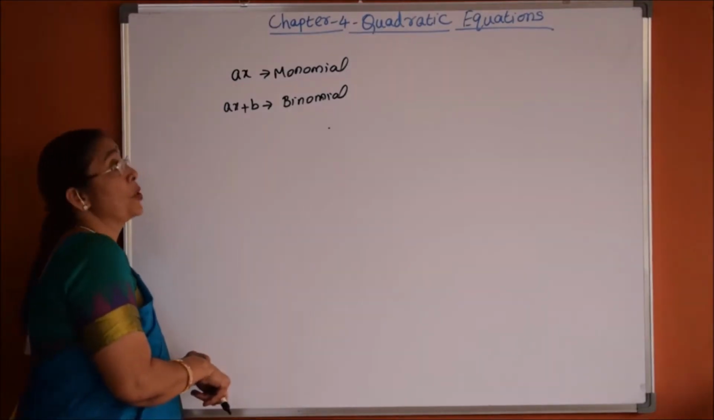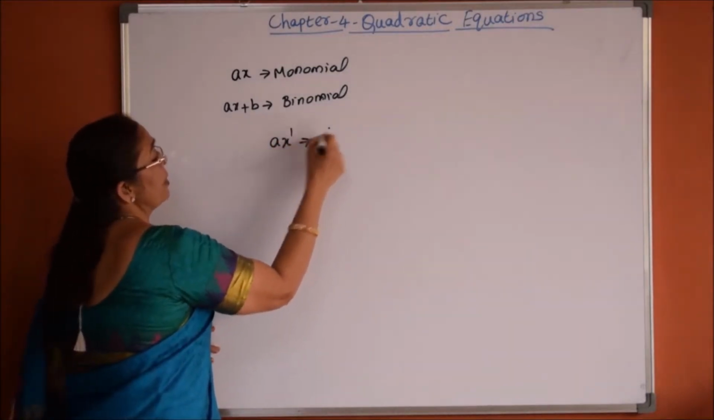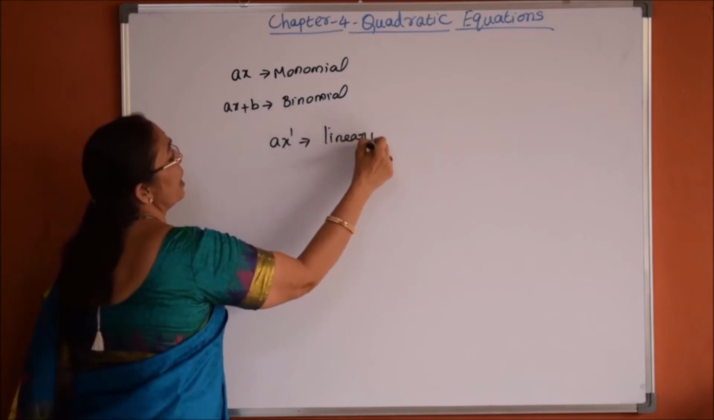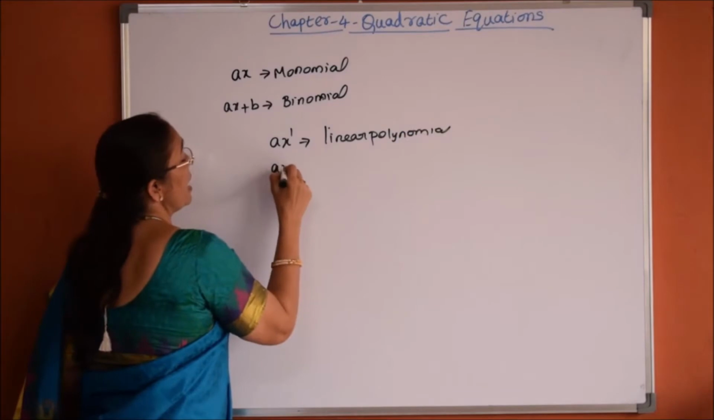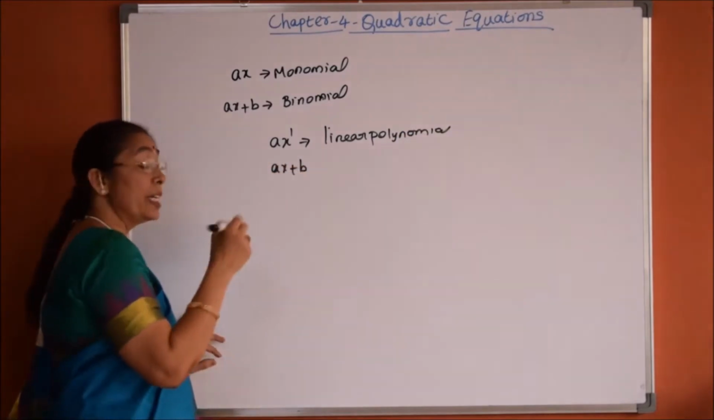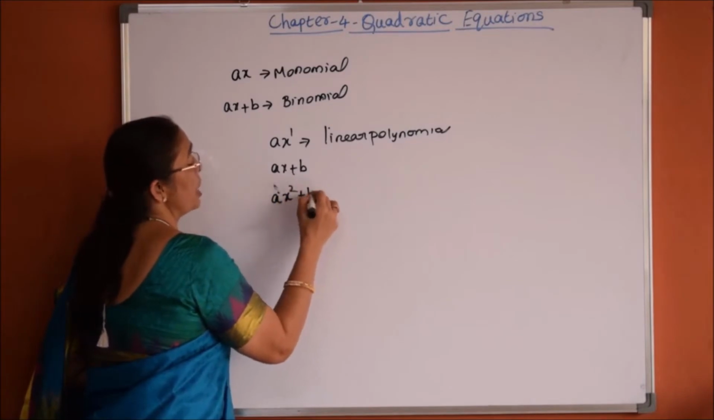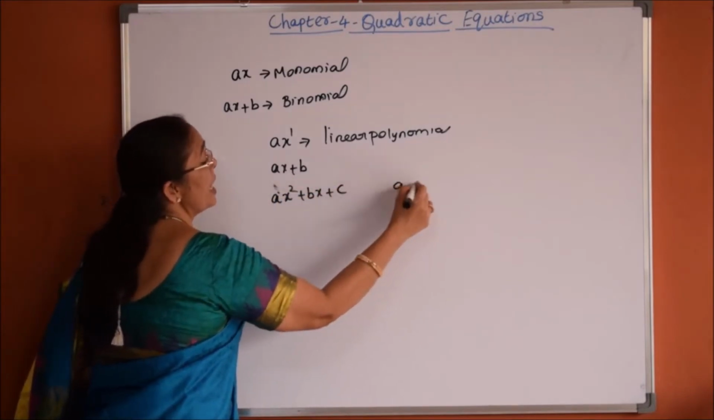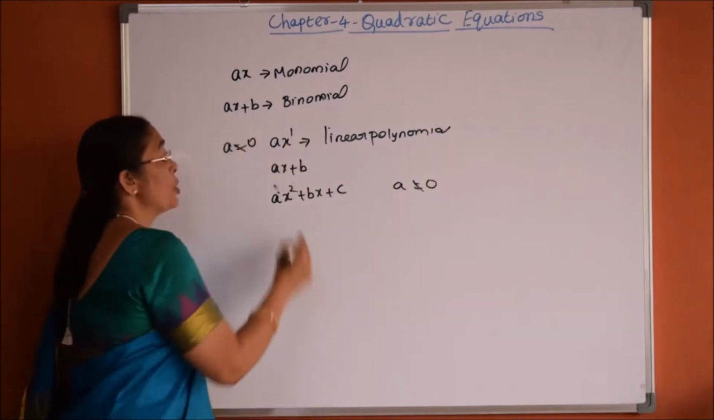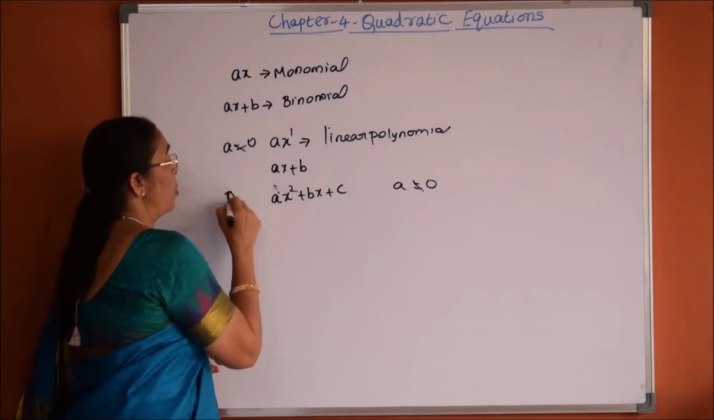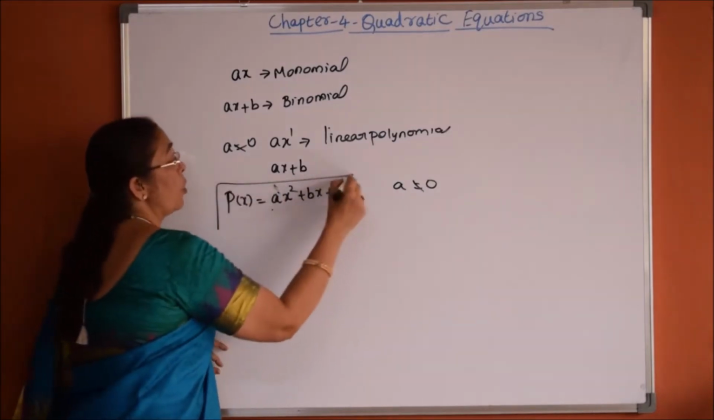Based on degrees also, we define the polynomials. If the degree is 1, ax power 1, then it is called a linear polynomial. We can write this as ax plus b. If the degree is 2, the general form is ax square plus bx plus c, where a is not equal to 0. Even here a is not equal to 0. So ax square plus bx plus c, polynomial p of x. Since the degree is 2, we call this a quadratic polynomial.